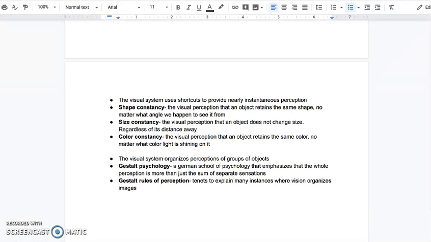The visual system organizes perceptions of groups of objects. The Gestalt psychology is the German school of psychology that emphasizes the whole perception is more than just the sum of separate sensations. The Gestalt rules of perception are tenets to explain many instances where vision organizes images.